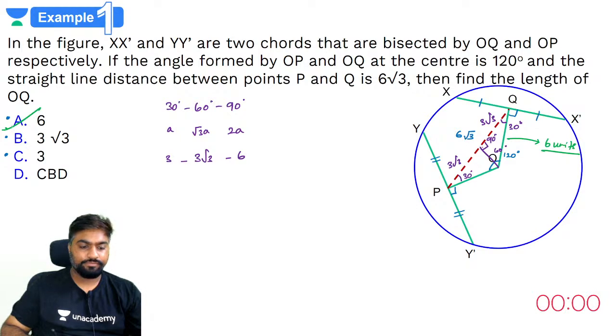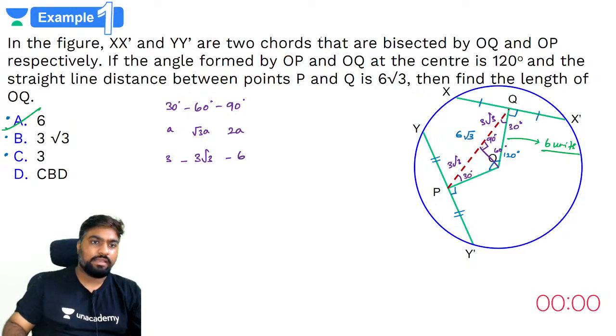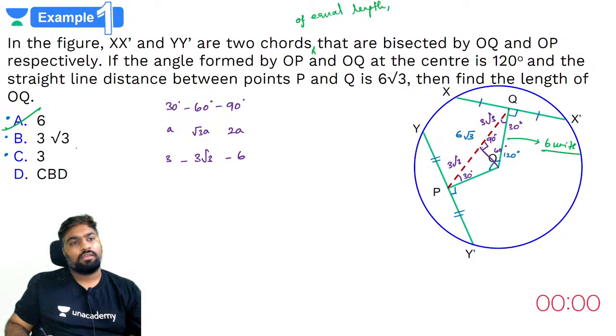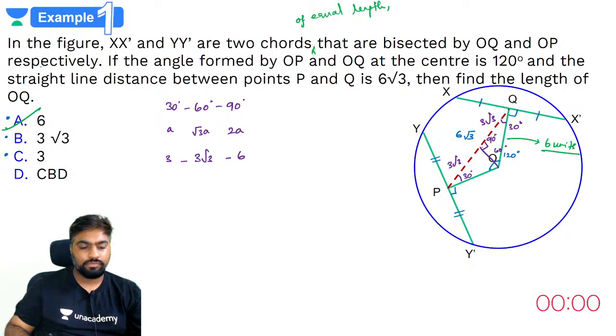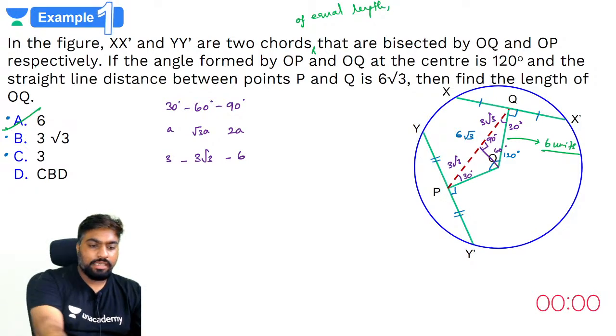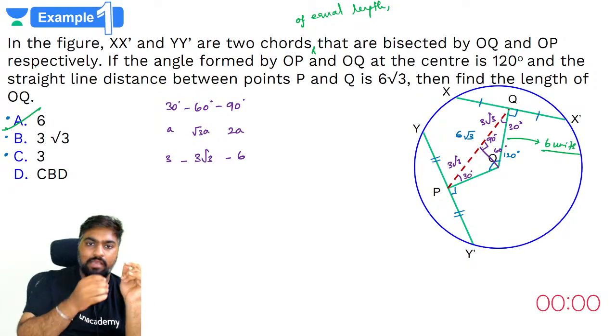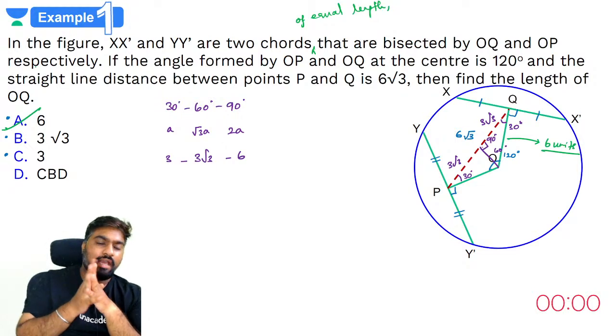Got it? We should have mentioned XX' and YY' are two chords of equal length, to ensure no confusion gets born there. Yes, XX' and YY' are two chords of equal length that are bisected by OQ and OP respectively. Okay now? Yes or no guys? Did you understand this? Right Sahil. Done.